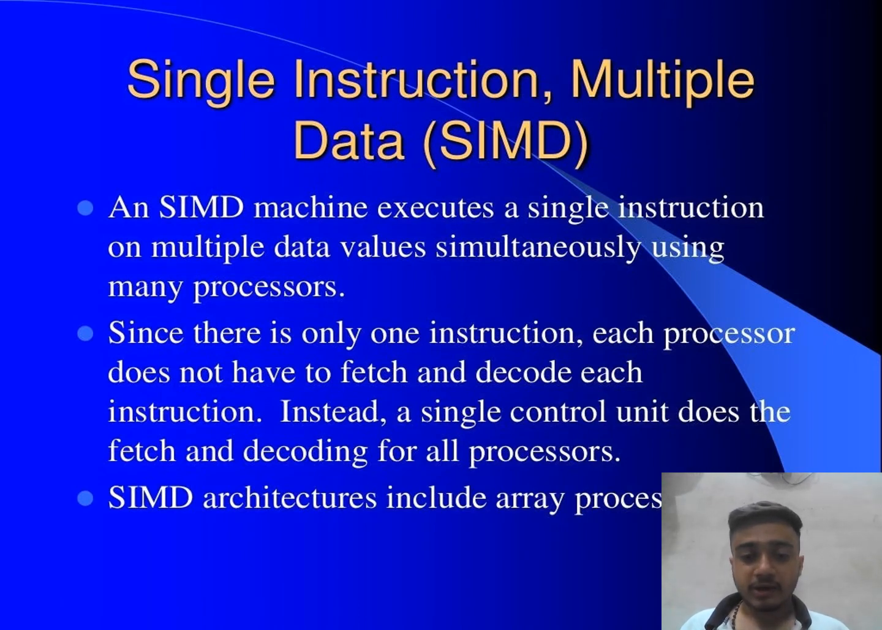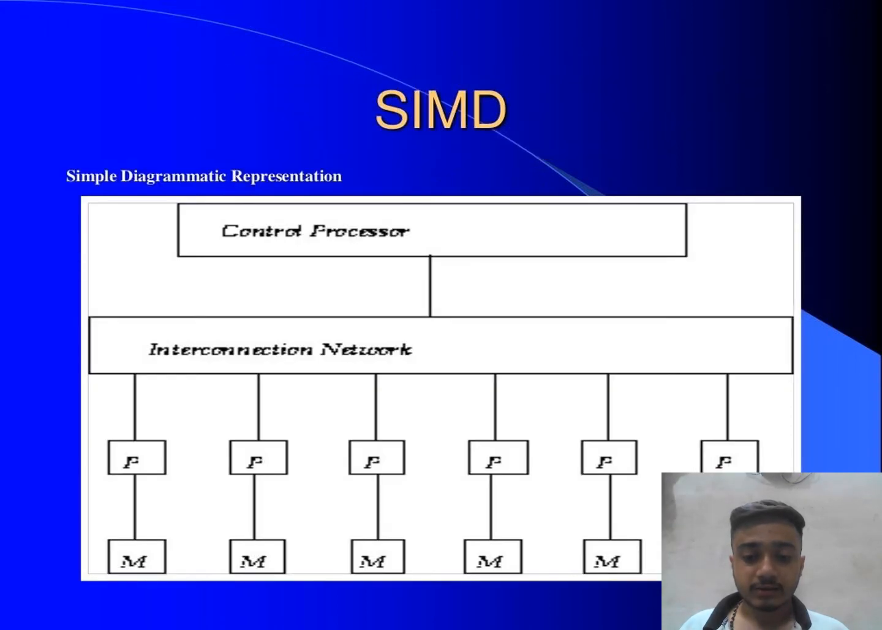Single instruction, multiple data. An SIMD machine executes a single instruction on multiple data values simultaneously using many processors. Since there is only one instruction, each processor does not have to fetch and decode each instruction. Instead, a single control unit does the fetch and decoding for all processors. SIMD architectures include array processing. This is the image for SIMD.